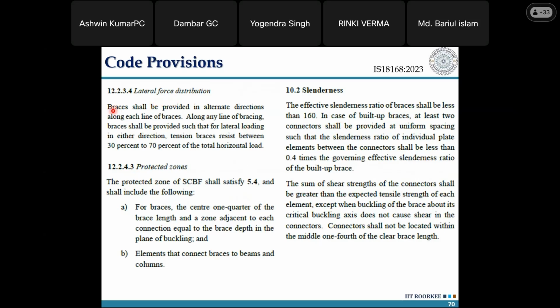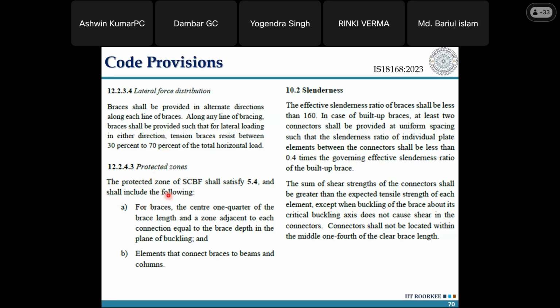Braces, lateral force distribution: braces shall be provided in alternate directions along each line of brace. You know why alternate now. Once we have understood the logic, the codal language becomes very easy for you. Along any line of brace, braces shall be provided such that lateral force in any direction shall be resisted between 30 to 70%. So it is your choice whether you want braces to be the big hero, or a combined kind of system where another system is also there to take up the lateral forces.